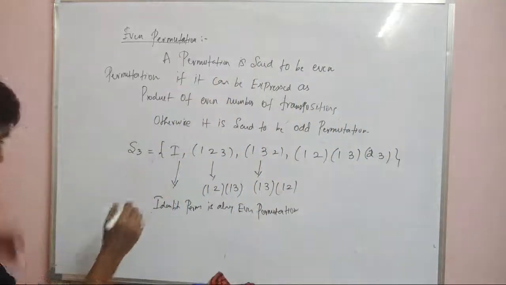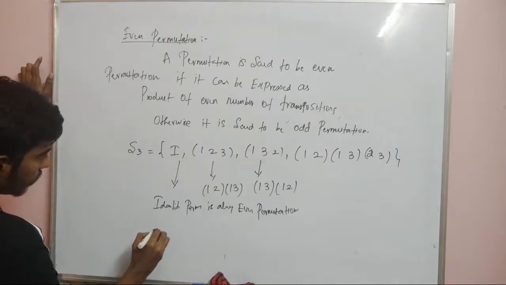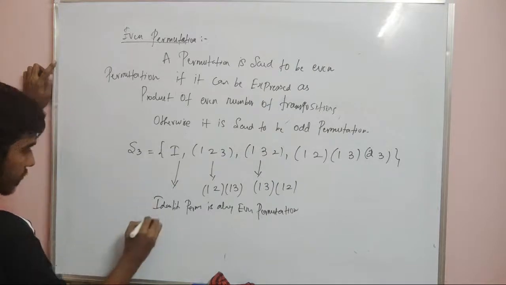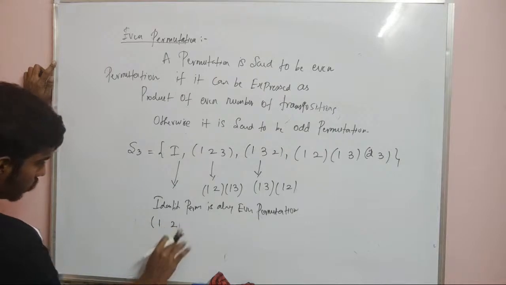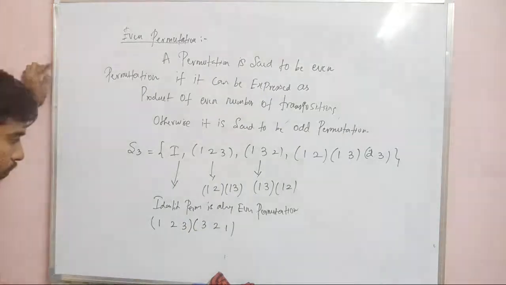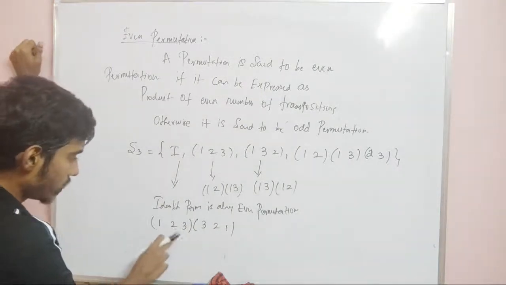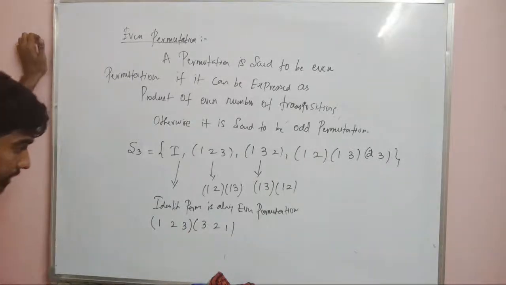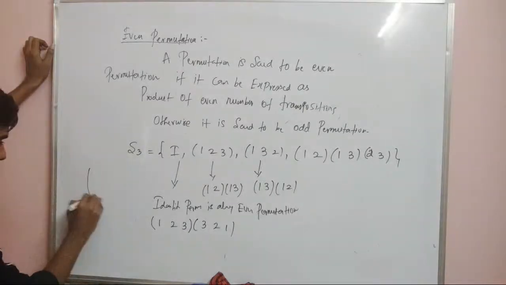So how can I represent the ID permutation? For example, I can represent this as 1 2 3 over 3 2 1, that is, 1 2 3 and 3 2 1. So we can see what 1 2 3 does.